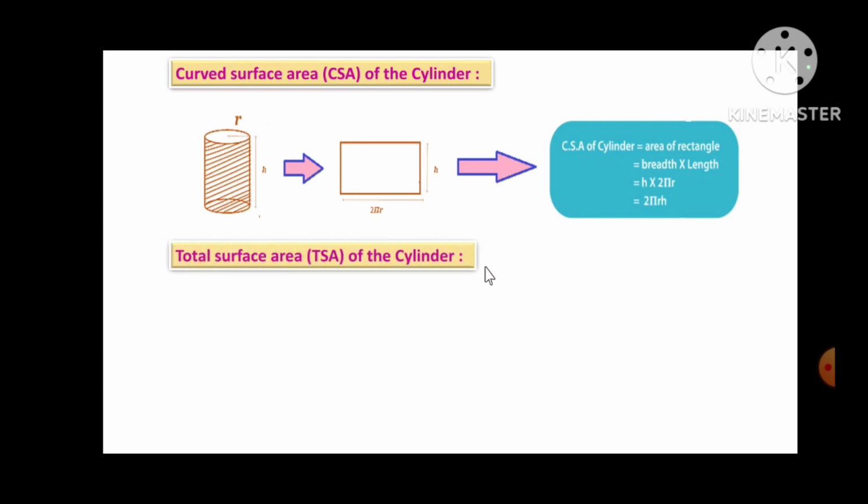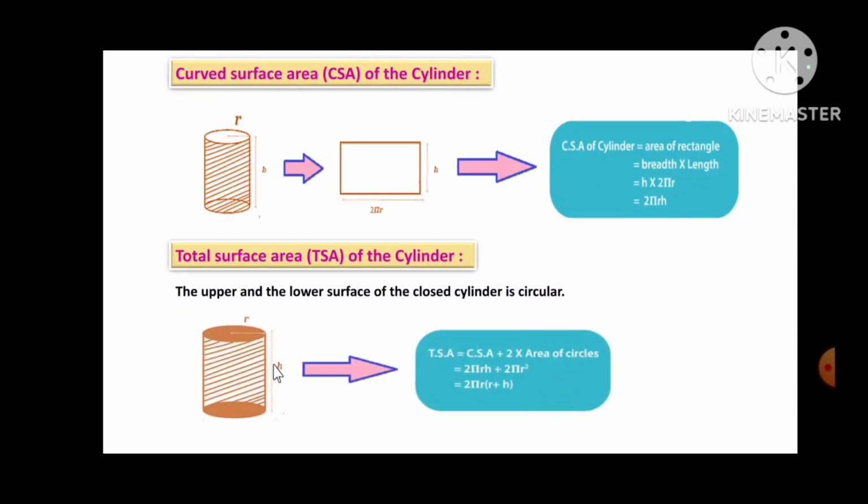Now the total surface area of the cylinder, that is TSA. Friends, here also the upper and the lower surface of the closed cylinder are circular. So here h is the height, r is the radius of this cylinder. Then total surface area is nothing but the curved surface area plus 2 times the area of the circle. So 2 pi r h plus 2 pi r square, that leads to 2 pi r common out, r plus h in the bracket. This is the total surface area of the cylinder.